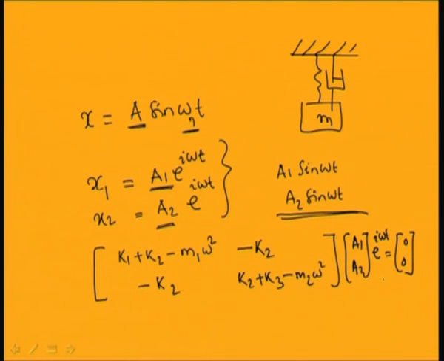So, from this equation you can observe that as e to the power i omega t is not equal to 0, and you are interested in a non-trivial solution where a1 and a2 are not 0. So, the determinant of this matrix should be equal to 0. So, you have to find the determinant of this matrix and equate it to 0.